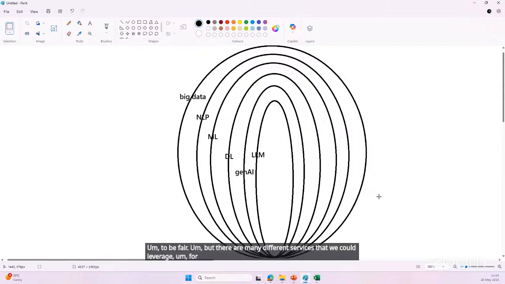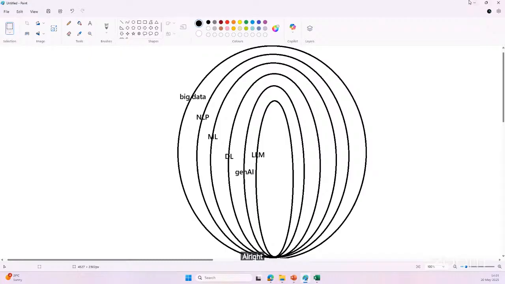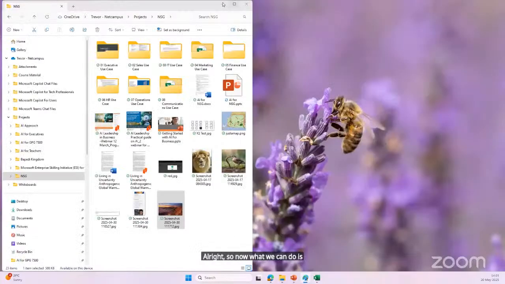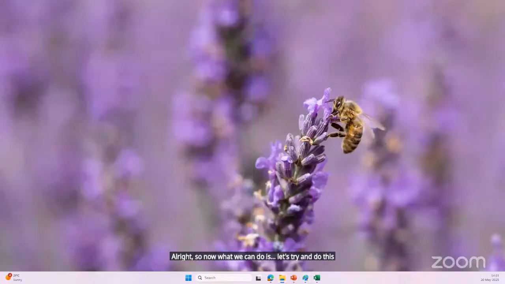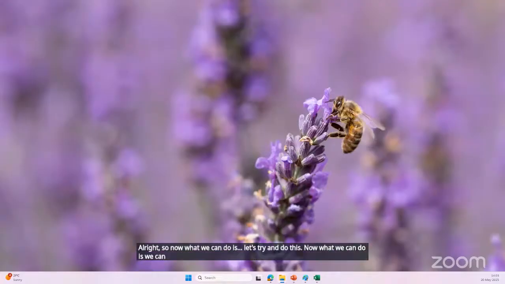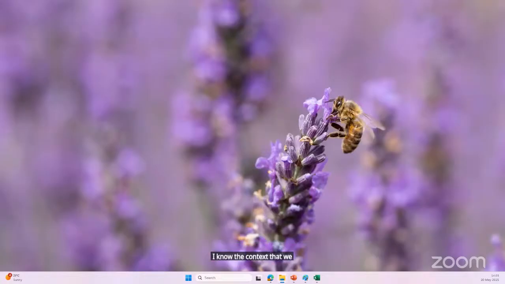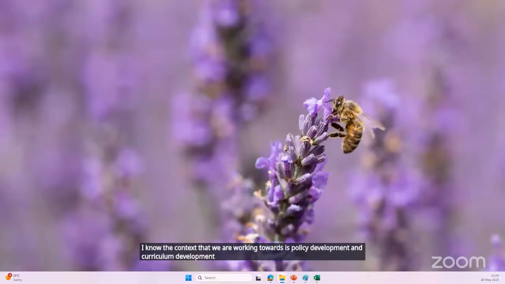Now you have the background, right? So now what we can do is look at how these AI services can be used in different contexts. I know the context that we are working towards is policy development and curriculum development, but there are many different contexts that we potentially use for our AI services.